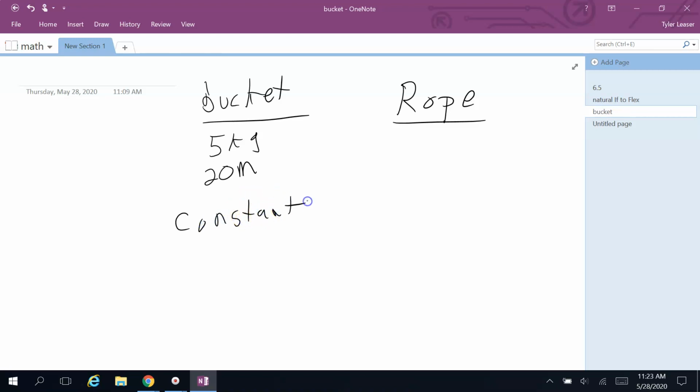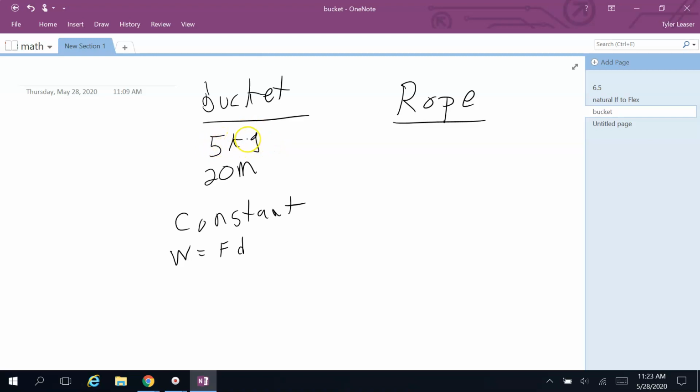So to move the bucket to the top of the roof, we're just going to use the regular formula for work. Work is the force times the displacement. We have to be a little bit careful when we are in this metric system because this number that they give us is the mass of the bucket.